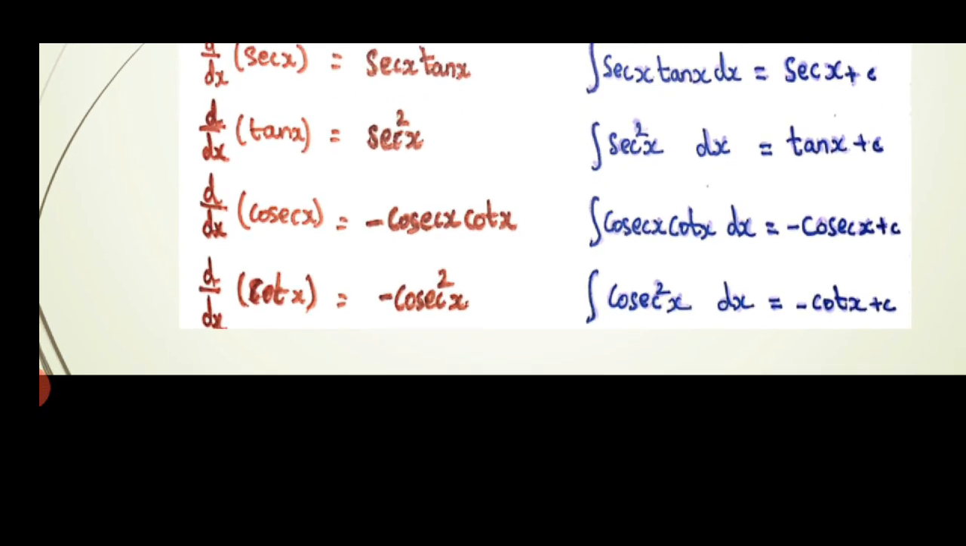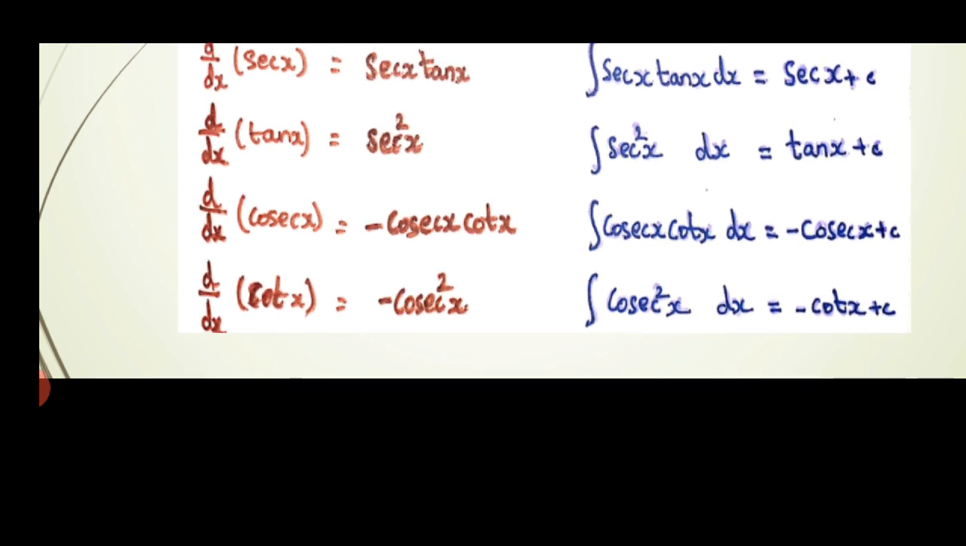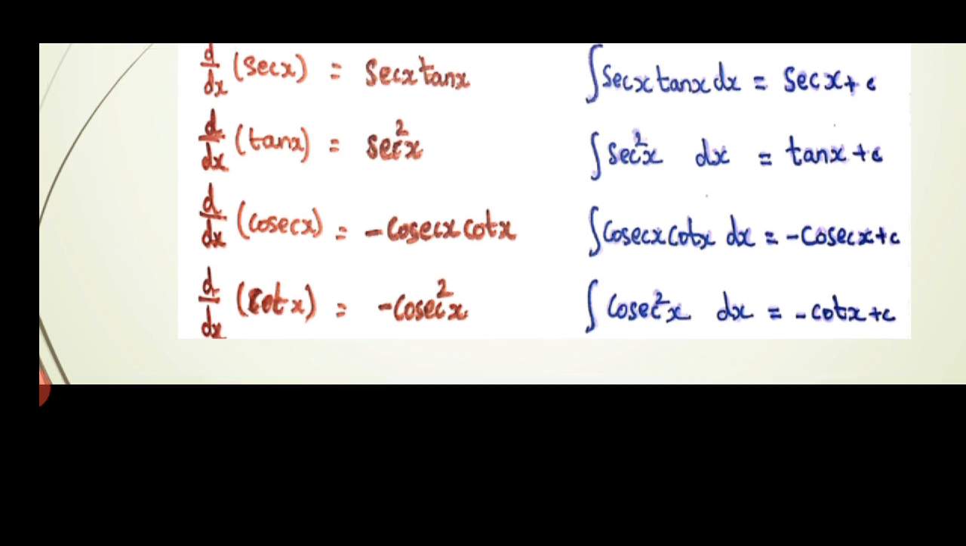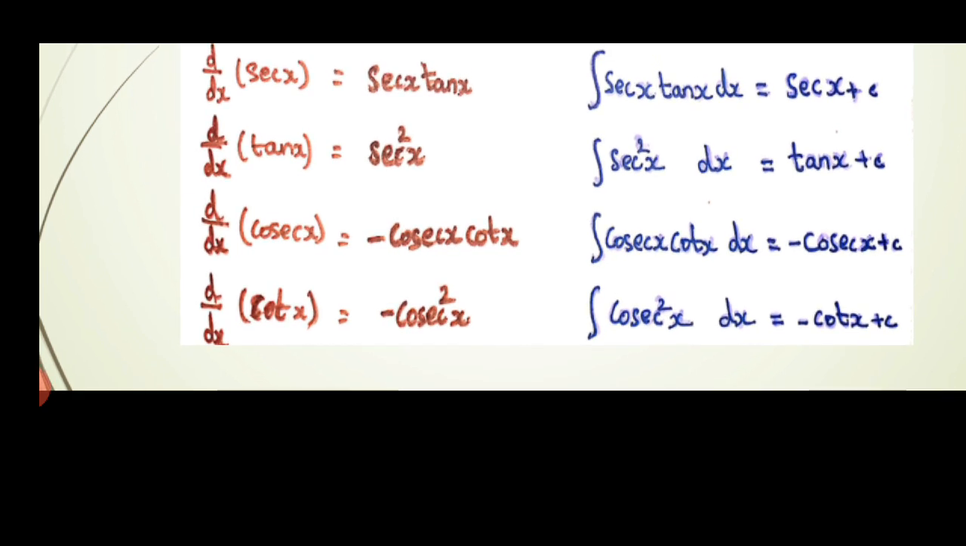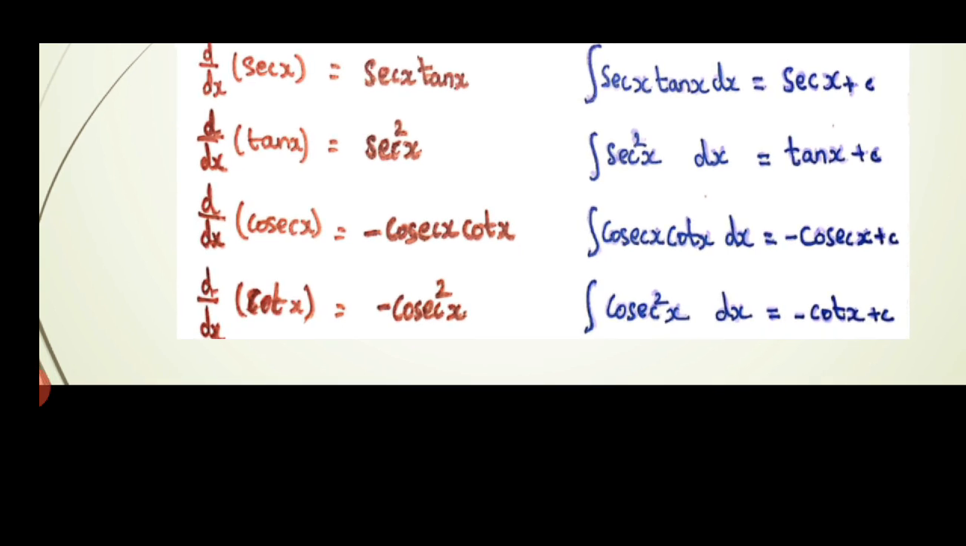The derivative of tan x is secant square x. So when you integrate secant square x dx, we get tan x plus c. The derivative of cosecant x is minus cosecant x cot x. So when you integrate cosecant x cot x, the answer is minus cosecant x plus c.